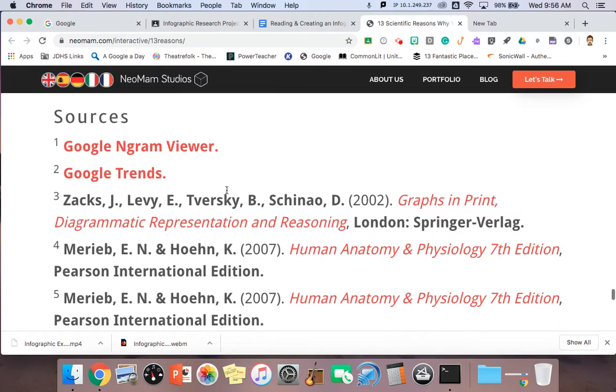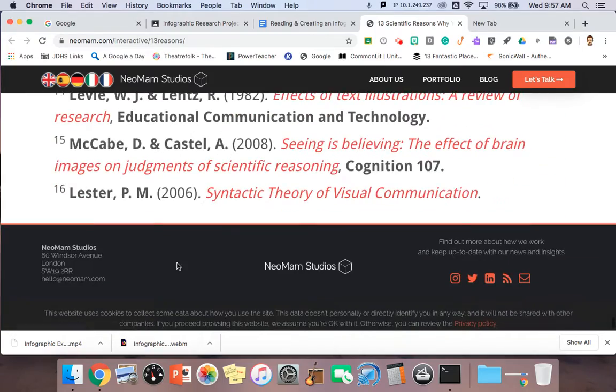Here is their sources section. It's at the bottom of their infograph. The difference between theirs and yours is that theirs is not all in MLA format. Yours has to be all in MLA format. So remember, you use a Google Doc to find your MLA citations, and you're going to have to copy your MLA citations over into your sources page, please.